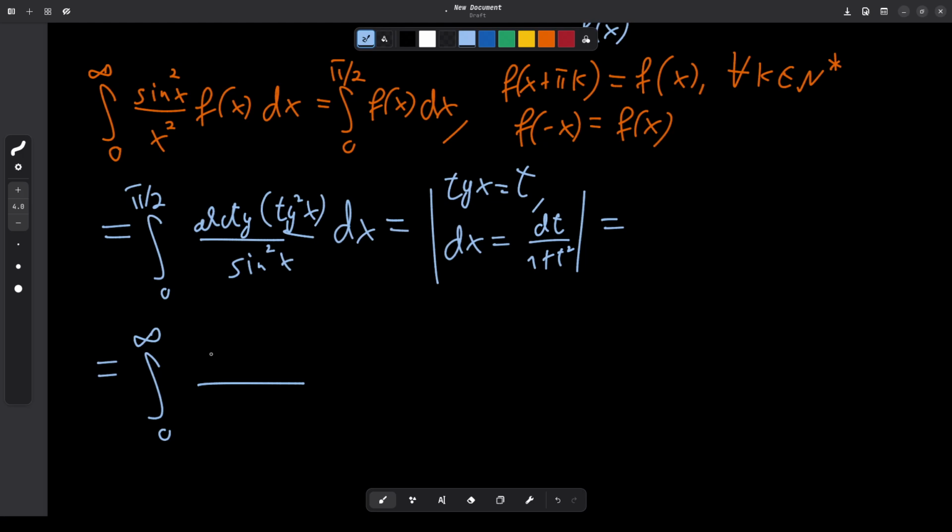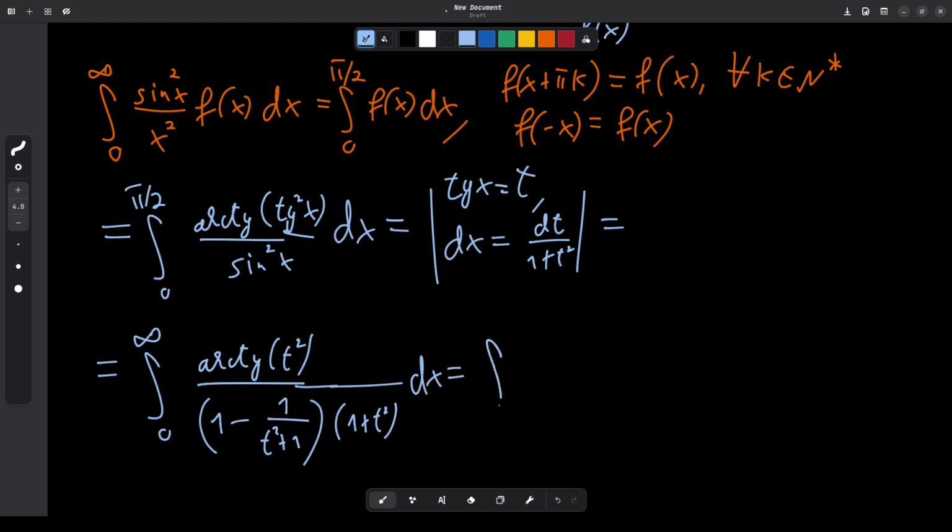So now what we're left with is the inverse tangent of t squared. Now sine squared of x is just the same as 1 minus cosine squared x, but mind you, cosine squared x is the same as 1 over secant squared x, which overall is just going to be 1 over t squared plus 1. And also don't forget about the 1 plus t squared that we got from dx. Just like that. So now this is the same as the integral going from 0 to infinity of the inverse tangent of t squared over 1 plus t squared minus 1 dt.